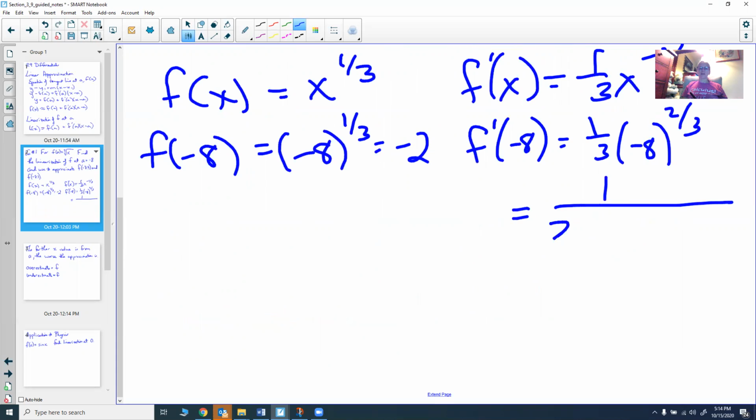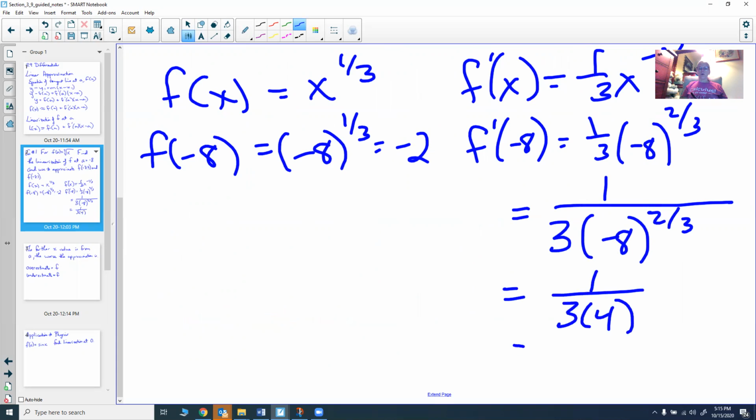I'm going to go ahead and get rid of the negative exponent. So that's negative 8 to the 2/3 in the denominator. And the cube root of negative 8 is negative 2, because we just said it was. So we know that part. And then you're going to square it. So you're going to get 4. So 1/3 times 4, or 1/12.